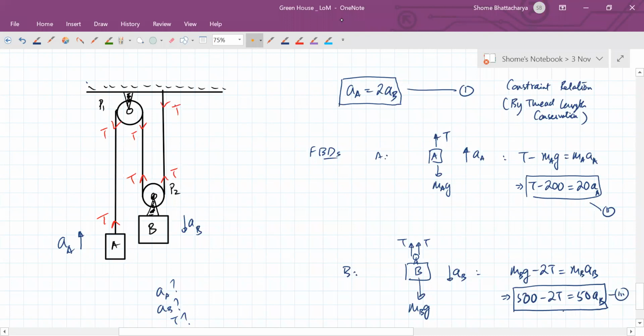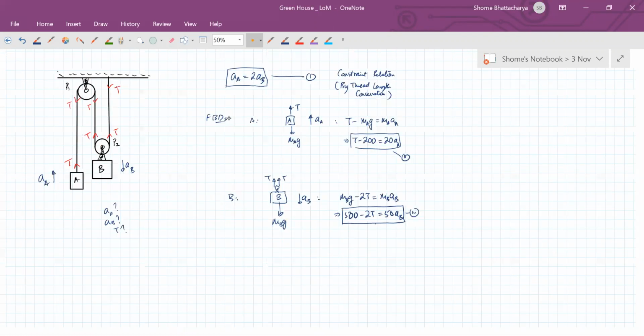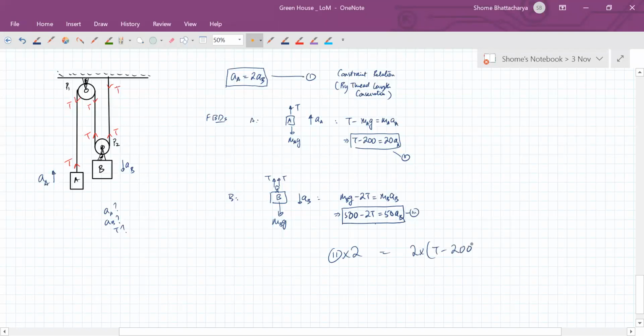Okay people, are you clear with the three equations, how we got them? Now listen to me carefully, how we will solve the equations. This equation has T, and this has 2T. So do one thing, take equation 2 and multiply it by a factor of 2. So that is 2 times T minus 200, and on the other side, that is 2 times 20 acceleration of A. And take equation 3, which is 500 minus 2T is equal to 50 AB.